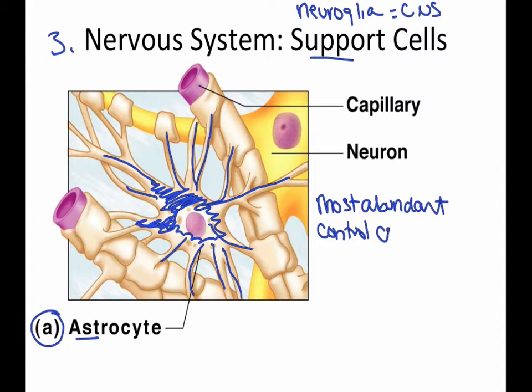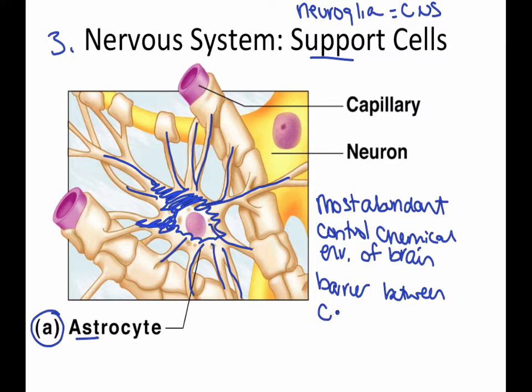It's going to act as a control. It controls the chemical environment. I'm just going to put ENV, environment of the brain. In addition, this is going to act as a barrier between capillaries and neurons. So that's the astrocyte, and that's part A. So in number 3, part A, this is all the stuff that goes along with the astrocyte.